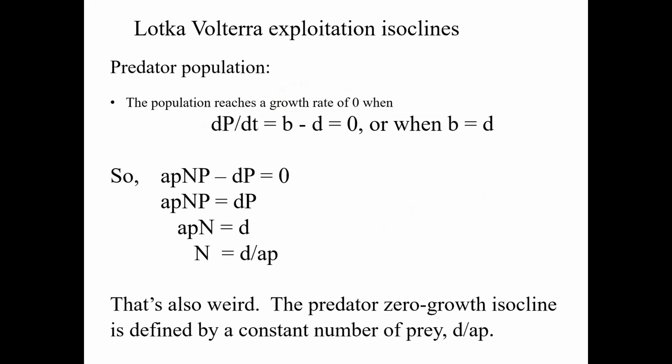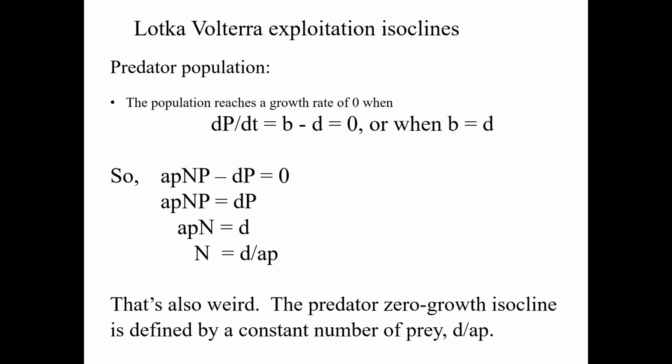So, do the same thing for the predators, and again, we set births equal to deaths, so that's AP NP equals DP right here. And we can cancel P, both sides, and then we have AP times N equals D. And then the number of prey would equal D divided by AP. Again, that's a constant. The predator population reaches 0 growth when the number of prey is exactly this constant. If the number of prey is below that, then the predators don't have enough food and they decline. Some of them die. If the number of prey is above this, then they increase.